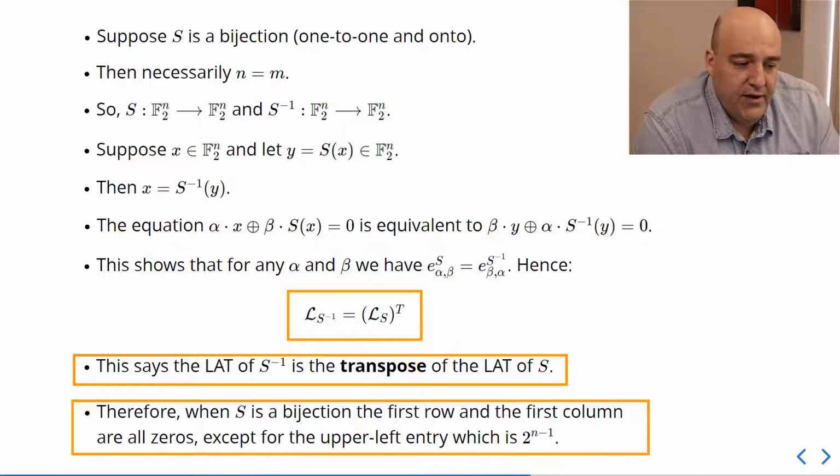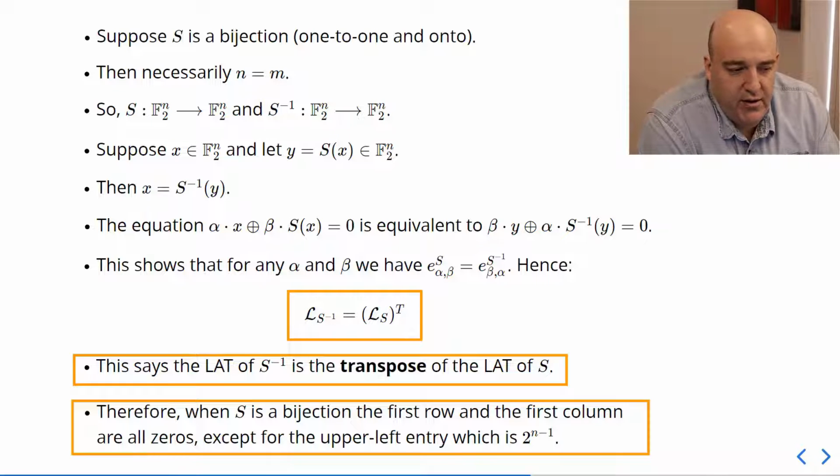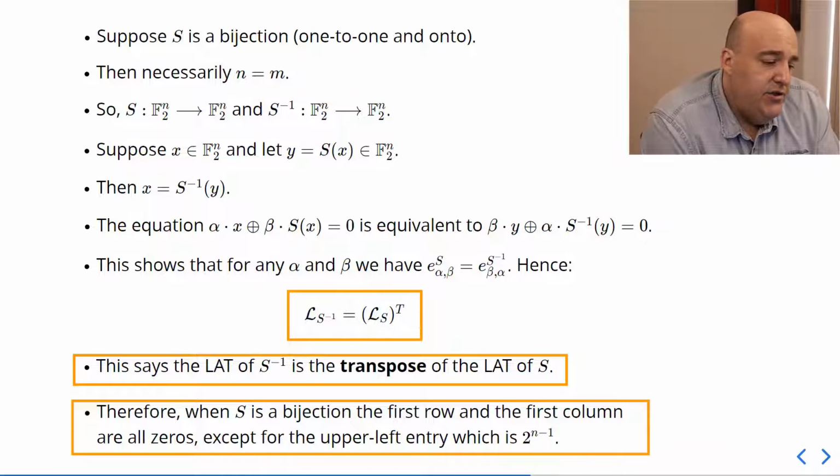So we've just proven a symmetry between the solution numbers between E S alpha beta and E S inverse beta alpha. We can express this with matrix notation like transpose. Remember the transpose of a matrix? You just interchange the rows and columns. So we've actually just shown that the LAT of S inverse is the transpose of the LAT of S. So if you know the LAT of S, you can easily generate the LAT of the inverse of S.